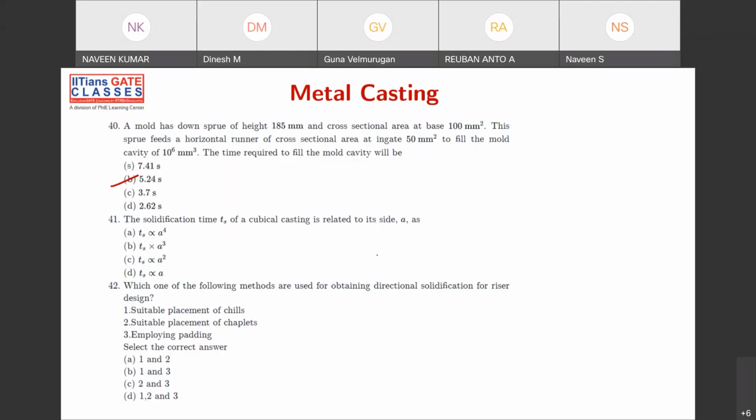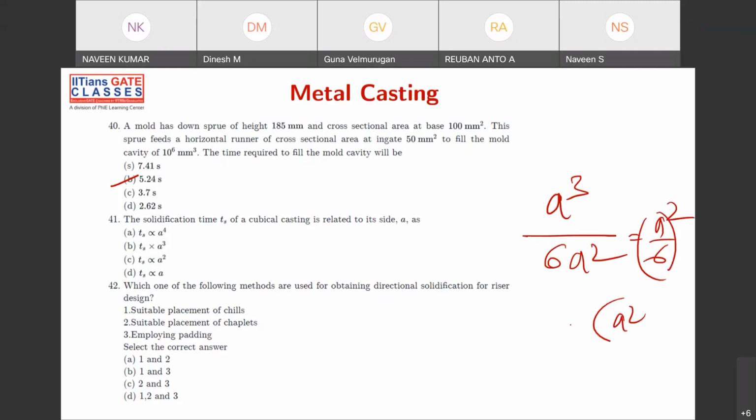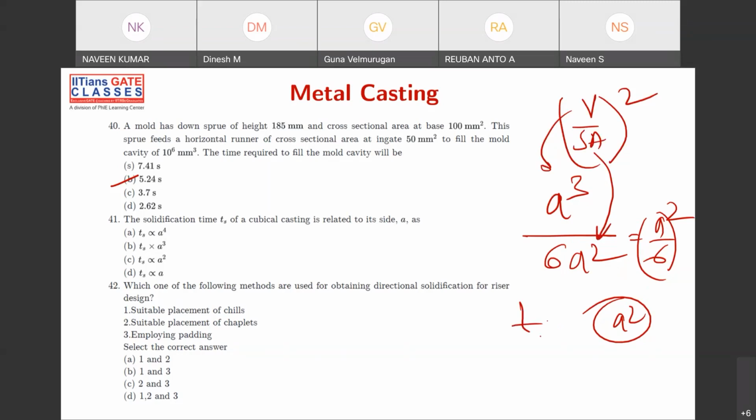It's a very simple one, right? It's a cubical casting. A cube divided by 6A square, right? And then it is A by 6, then whole square, then A square is left, no? Not A cube. Solidification time is V by SA whole square, right? V is A cube, SA is 6A square. A by 6 will be left. Solidification time is directly proportional to A square. A by 6 whole square, this is TS.